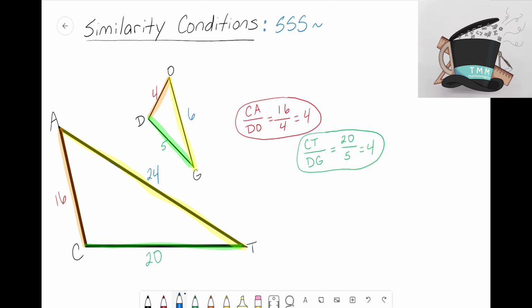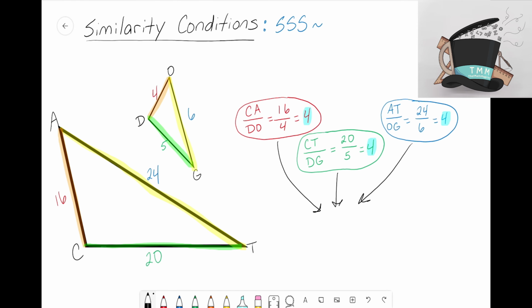So let's end this flowchart by taking side AT and putting it over side OG, realizing that AT is 24 over OG, which is 6. 24 over 6 reduces to 4. And we now know that every side on these two triangles shares a zoom factor of 4. Because these two triangles share the same zoom factor, that is enough for us to say that those two triangles are similar.